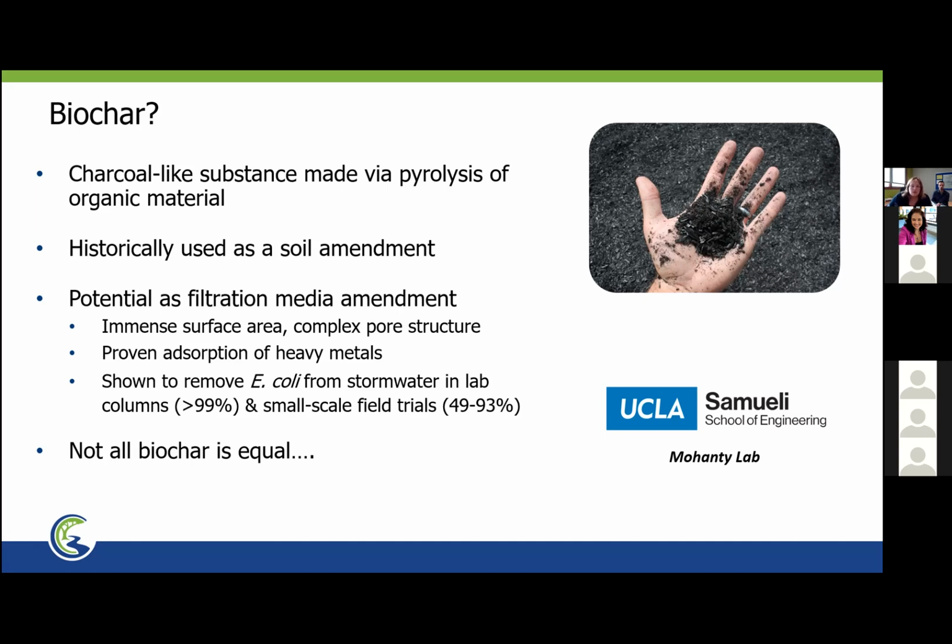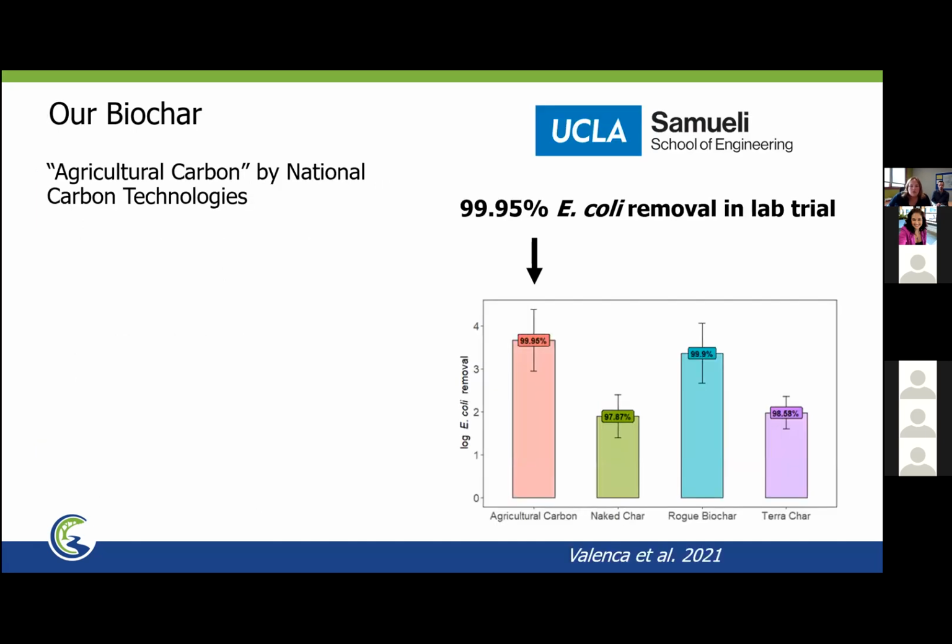So we partnered with the Mohanty lab at UCLA, and we found 4 commercially available biochars, shown here in this graph. And we sent them to the lab for column testing to specifically look at their ability to remove E. coli bacteria, since that was our target pollutant. And all 4 of these honestly did really, really well at removing E. coli. Our worst one was 97.8% removal, and our best was 99.9.